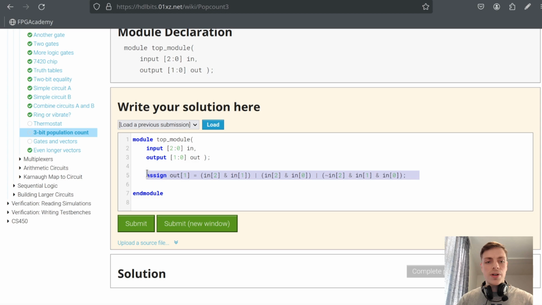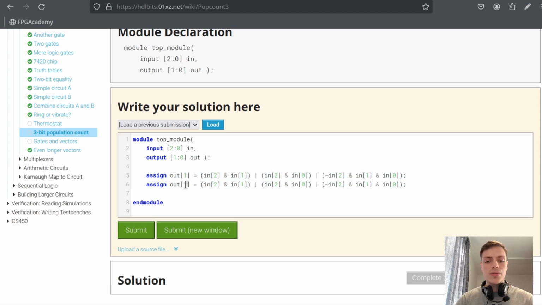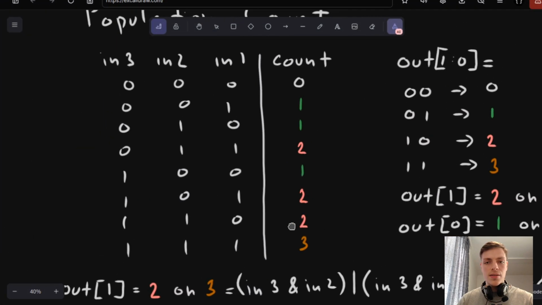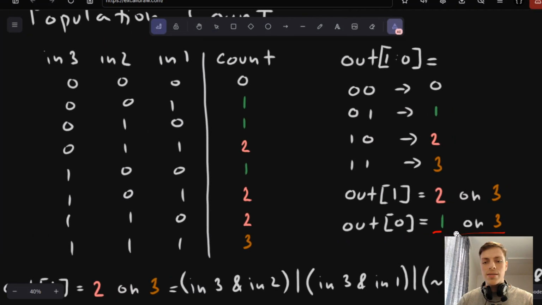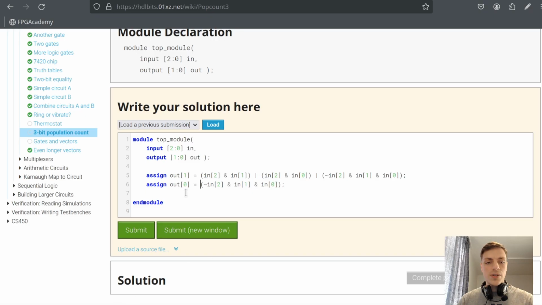So this is our out1, and let's do the same for out0. But here we'll have to write the full function. So out0, that's rows where count is equal to 1 or count is equal to 3. That means this one, this one, this one, and this one. That's 4 times. So let's create 4 of these, and I will OR them.